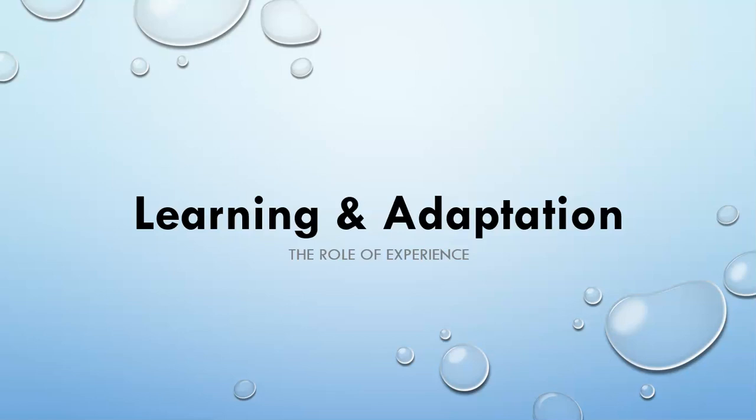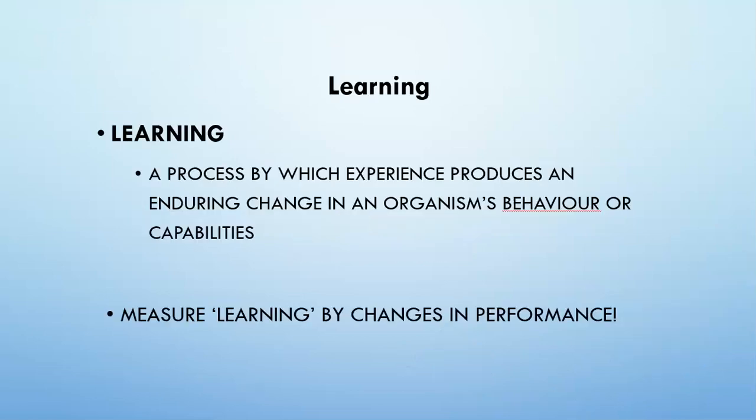In learning and adaptation, we're going to mostly cover different types of learning and then how we adapt to those different types of learning. So the first thing you need to know is what is learning. Learning is a process by which experience produces an enduring change in an organism's behavior or capabilities. In other words, learning is just a way of training someone's behavior, whether it's your own behavior or someone else's. And again, there are multiple different ways of doing this.